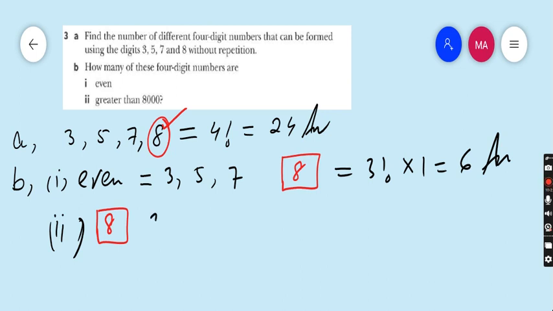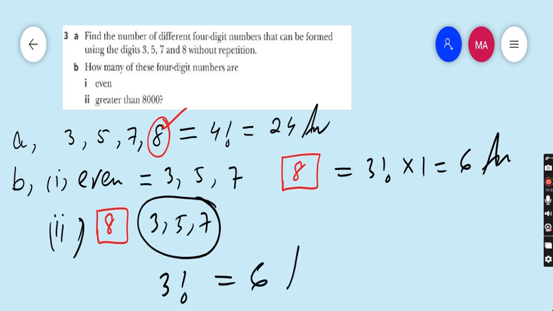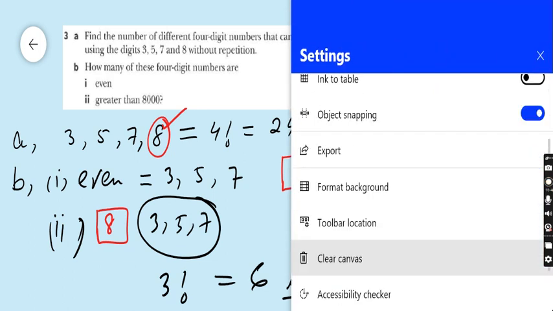So remaining numbers are 3, 5, 7. These 3, 5, 7 can be arranged in 3 factorial form. Therefore, the answer of this is also 6. So this is the answer of part 2, and very easy question, very interesting. So you must have the concept of fixing the numbers.